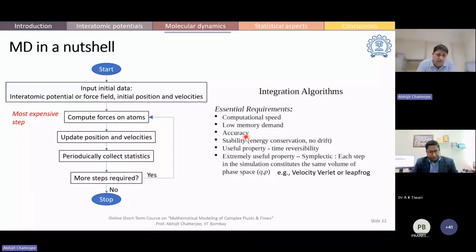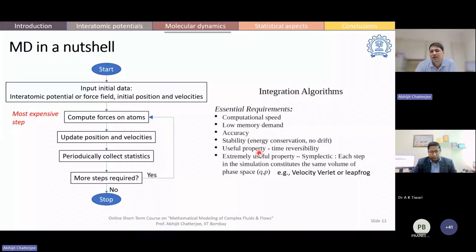So molecular dynamics is a fairly expensive calculation. The most expensive step involves computing the forces on all atoms. Imagine if you have a million atoms present and they're all interacting with each other. Just computing the forces is the hardest part, and updating the position and velocity is not that challenging. But essential requirements from an MD simulation are that we should perform the simulation as efficiently as possible, with a low memory footprint, while remaining accurate and having stable numerics.